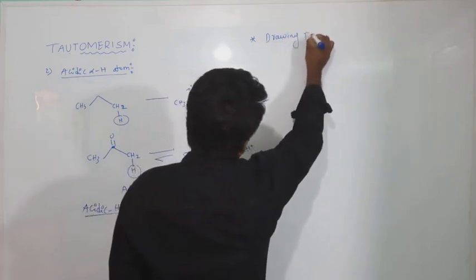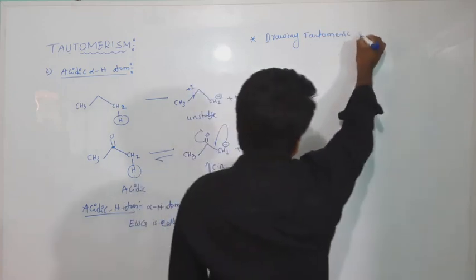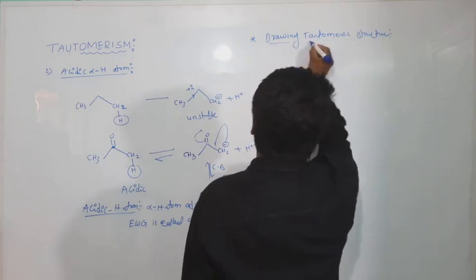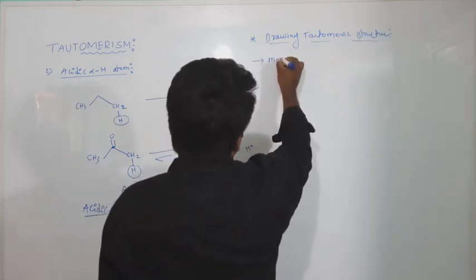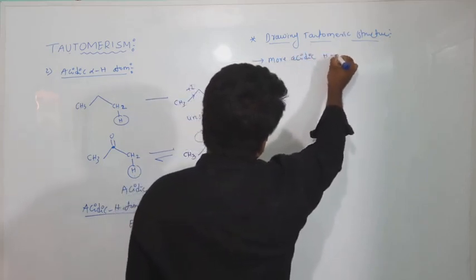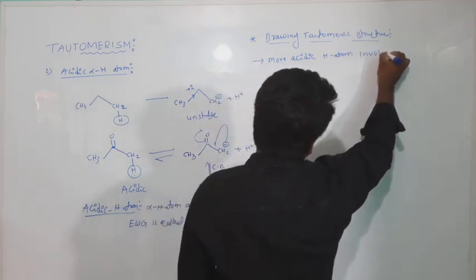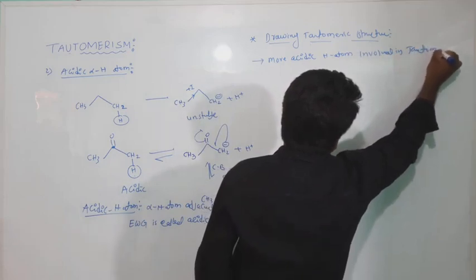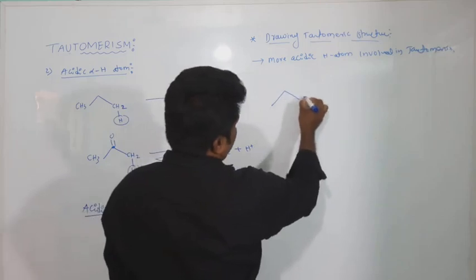Drawing tautomeric structure. Now see one more hint here. One more hint is what? More acidic hydrogen atom involved in tautomerism. This is also a very important point. More acidic hydrogen. For example, see here.